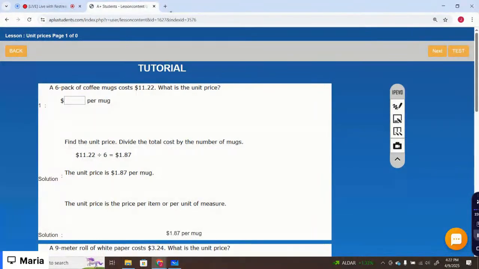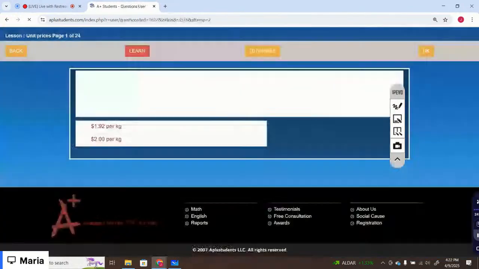Six pack of coffee mugs cost $11.22. What is the unit price? So the price $11.22 is the price for a six pack of coffee mugs, right? You need to calculate the price of one mug. So you have to divide 11.22 by 6. So 11.22 divided by 6 is $1.87. So let's just start with the test questions.